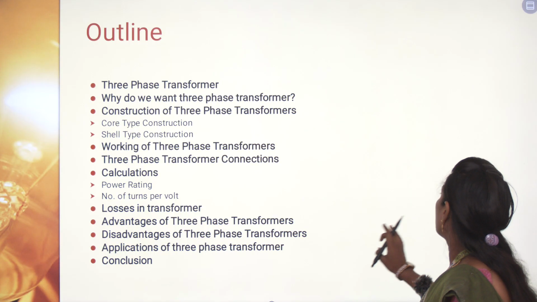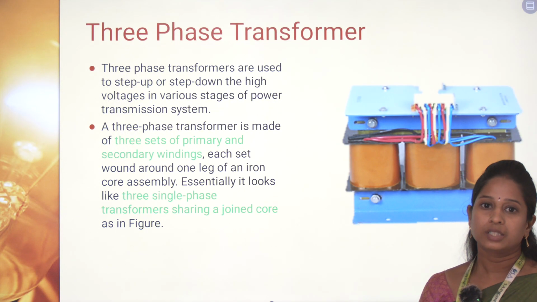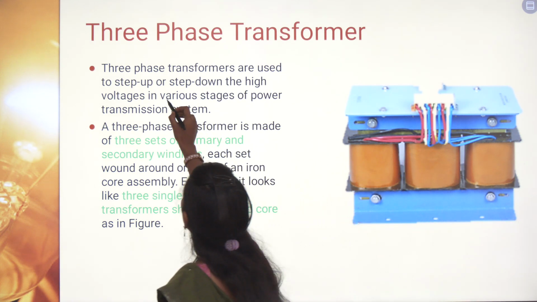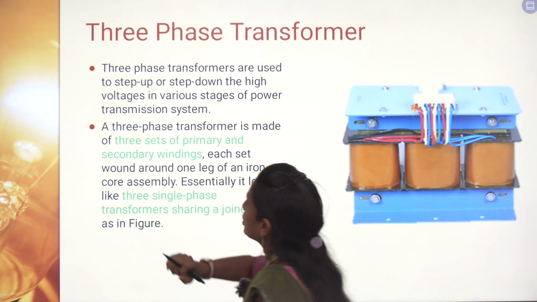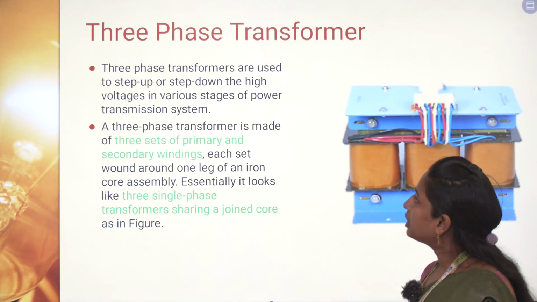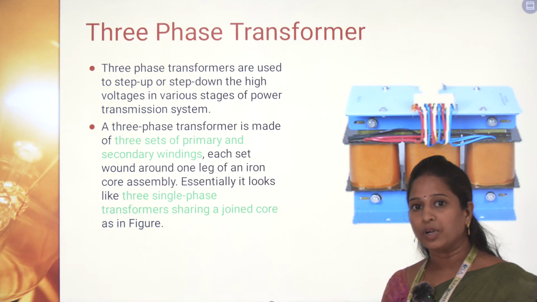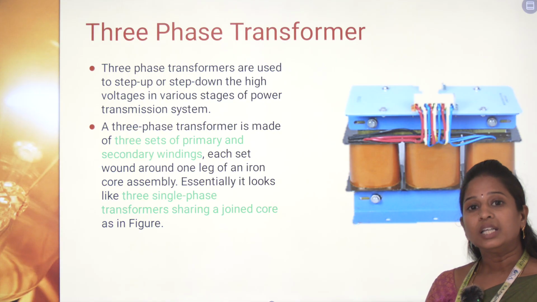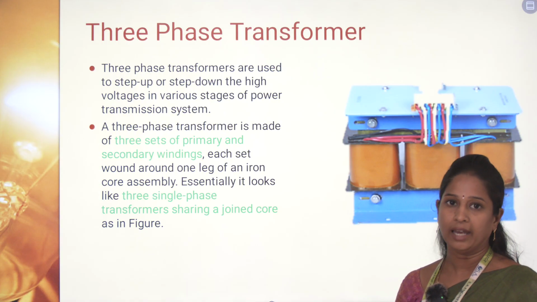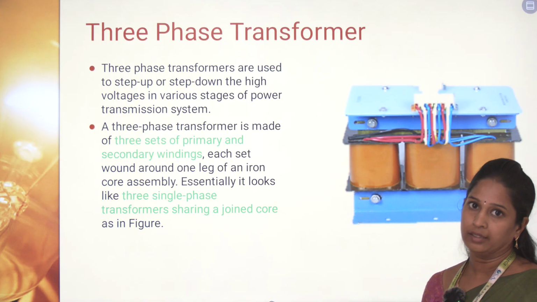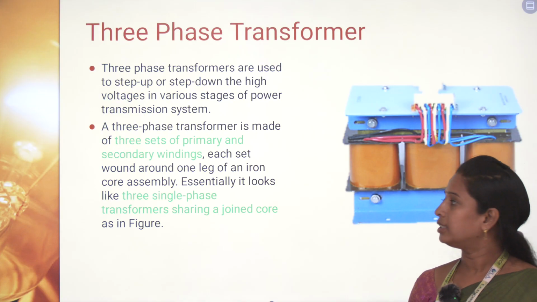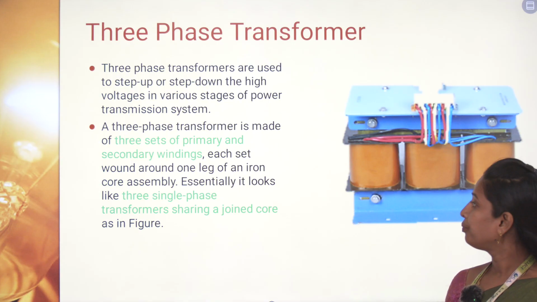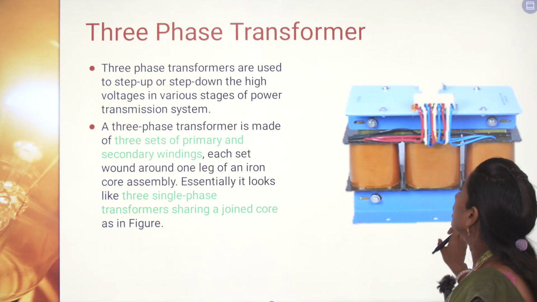So first, coming to the three-phase transformer, it is used to step up or step down the voltages in various stages of the transmission system. And also, a three-phase transformer is made up of three sets of primary as well as secondary windings. Each set of windings is wound on one leg of an iron core. So it looks like three single-phase transformers sharing a joint core as shown in the figure.